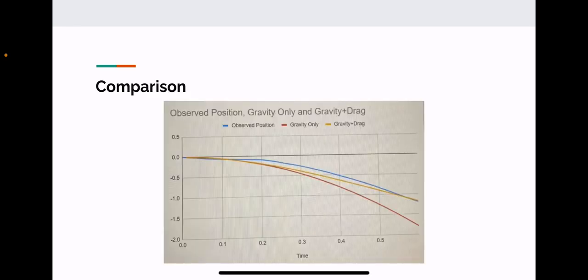Here's a graph with the observed position, the position found with the gravity-only computational model, and the position found with both gravity and drag. As you can see, the real-life data lines up more closely to the predicted model with gravity and drag, implying that drag did play a role in this experiment. The model with just gravity shows that the object would have traveled a greater distance than it actually did.